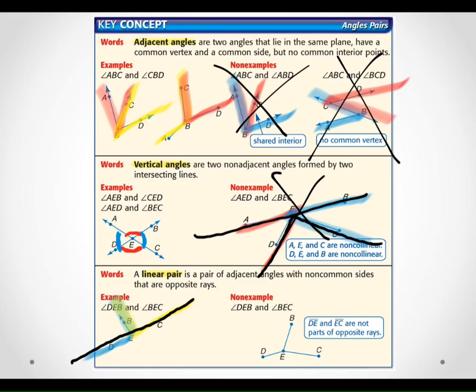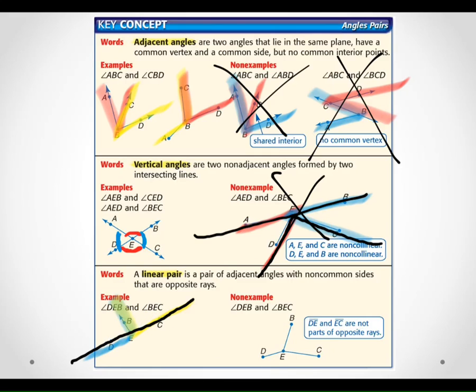That makes them a linear pair. So a linear pair is a special type of adjacent angles. Okay? They're adjacent, but the side that they don't have in common is a straight line. That's the difference between it and adjacent angles. They're always adjacent, but even more specifically, we have a linear pair.